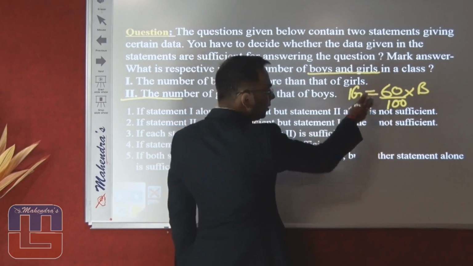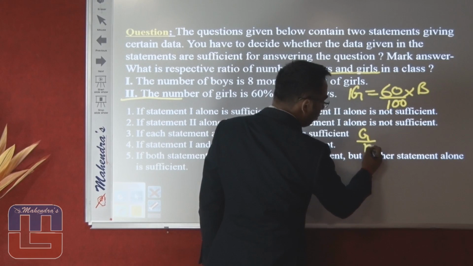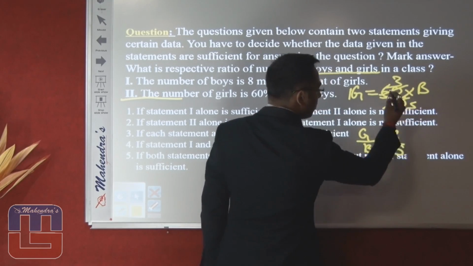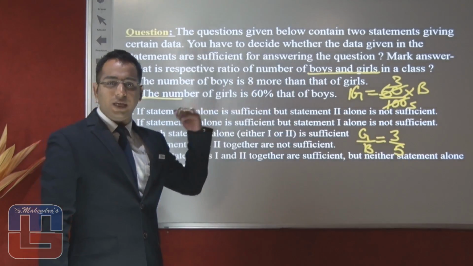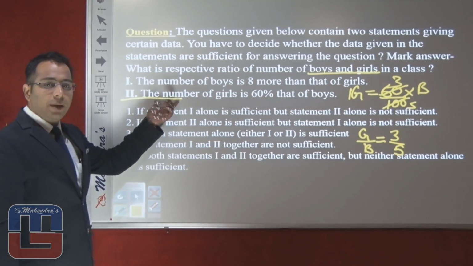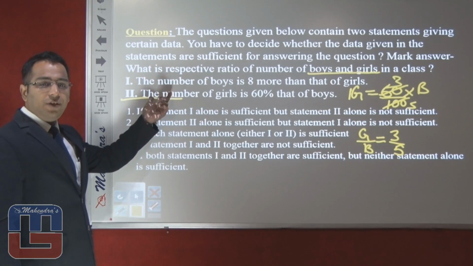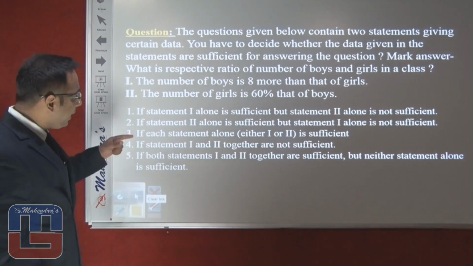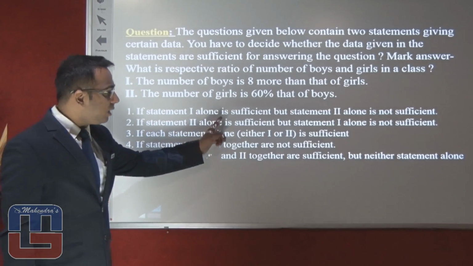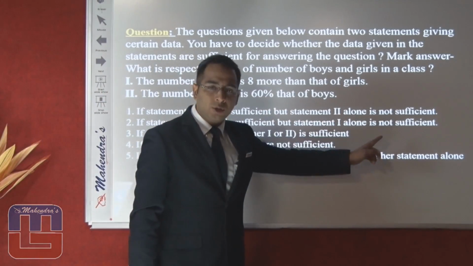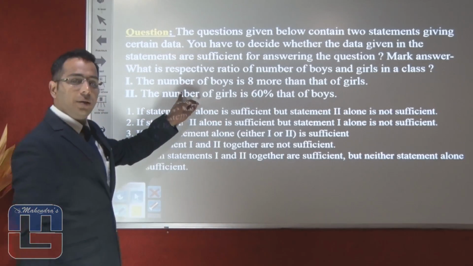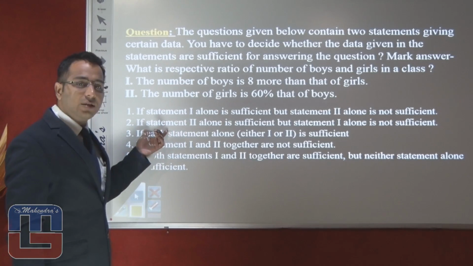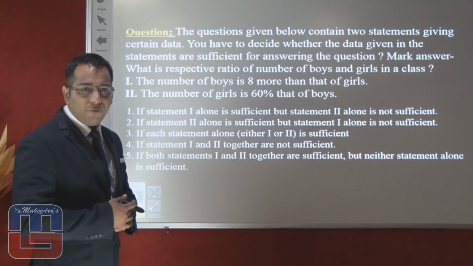Fine. So the ratio will be girls upon boys, 3 upon 5, or 3 ratio 5. We get the ratio easily by just the second statement. So we don't require the first statement here. We can answer the question by using the second statement alone. So our answer will be: statement second alone is sufficient, but statement 1 alone is not sufficient. We could answer using these two statements together, but why do we need statement one if we can answer with statement second only? Fine.